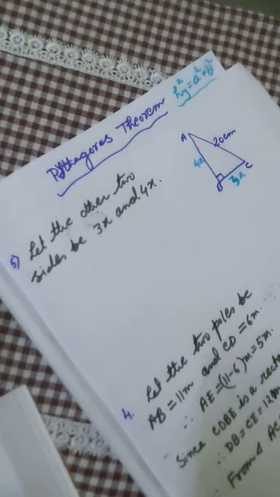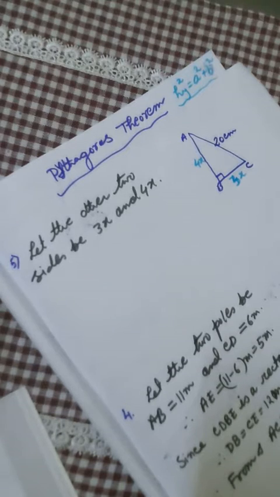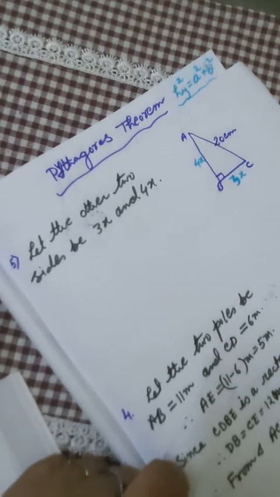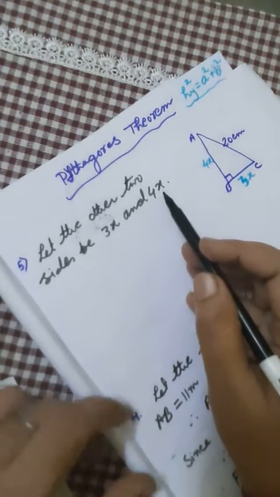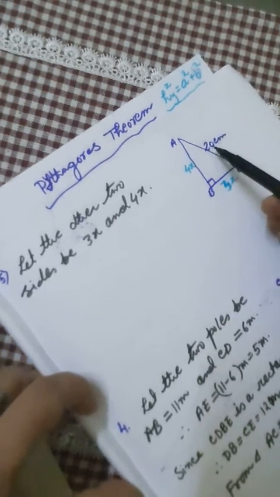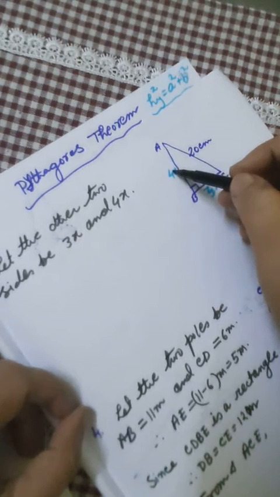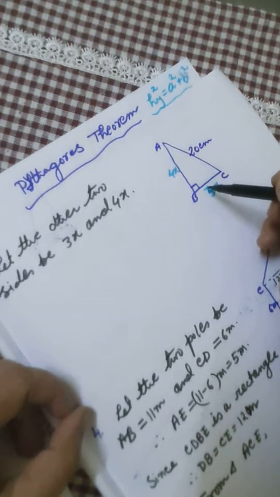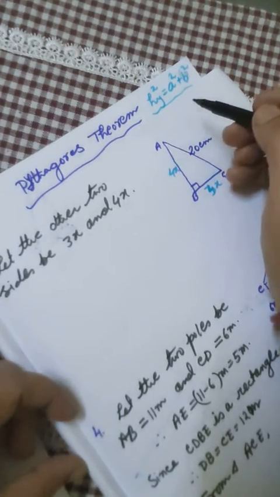You see, sum number 5 says the hypotenuse is of length 20 centimeter and the other two sides are of the ratio 4:3. So what have we taken? We have taken, let the other two sides be 3x and 4x. And what have we learned? We have learned that the square of the hypotenuse should be equal to the sum of the squares of the other two sides. This was the formula in the Pythagoras theorem.